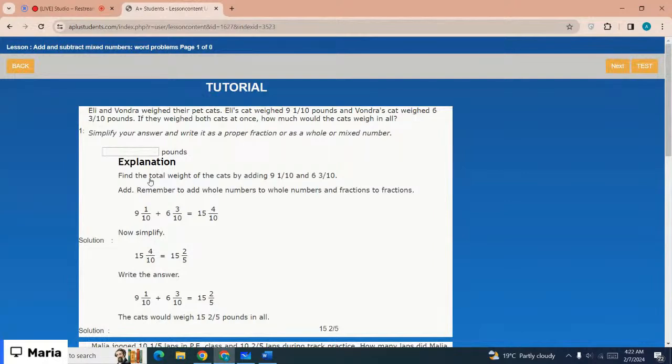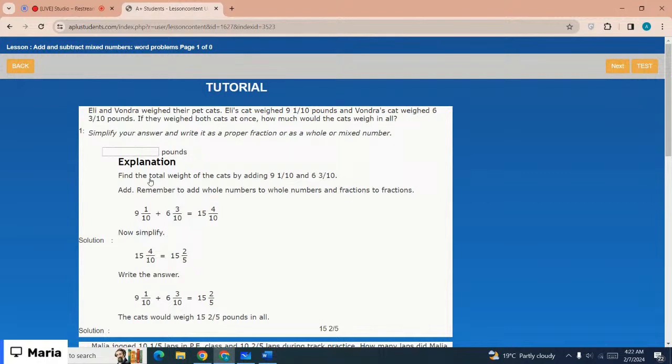Okay, the first example is Ellie and Vodra weighed their pet cats. Ellie's cat weighed 9 whole 1 over 10 pounds and Vodra's cat weighed 6 whole 3 by 10 pounds. So if they weighed both cats at once, how much would the cats weigh in all? So which is the correct option?